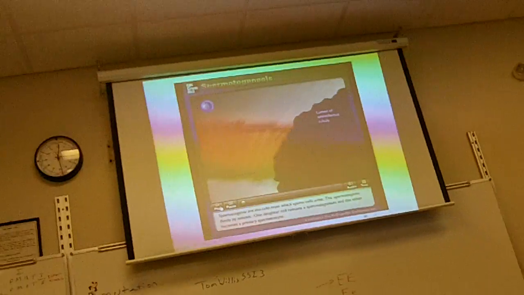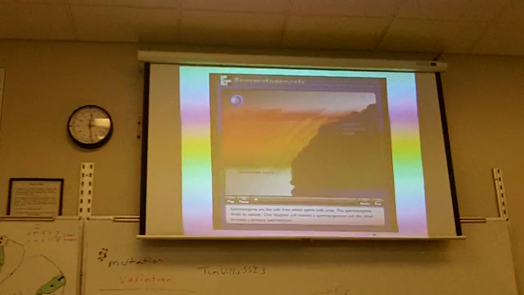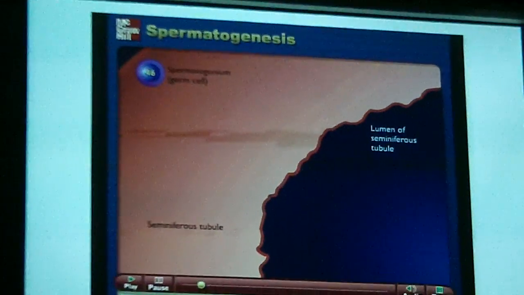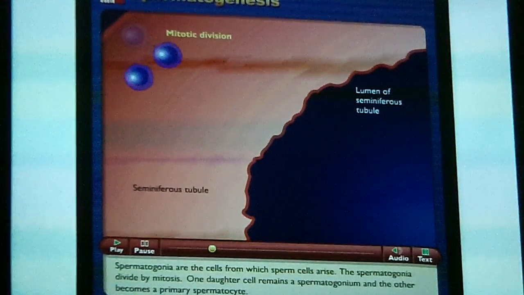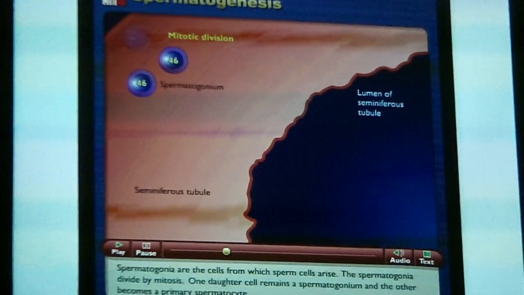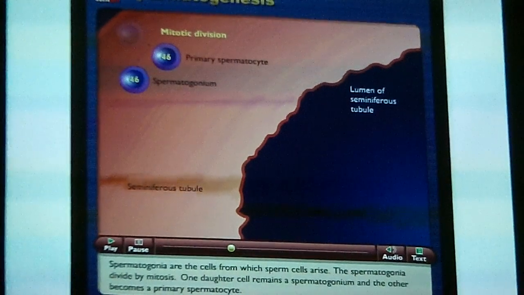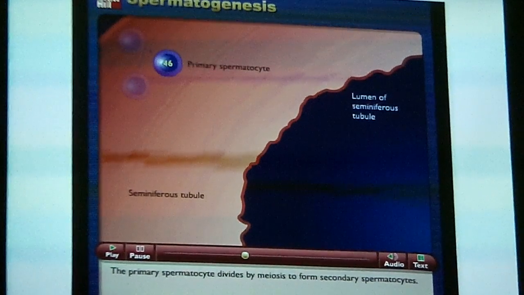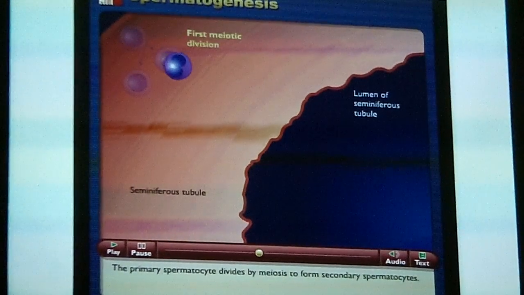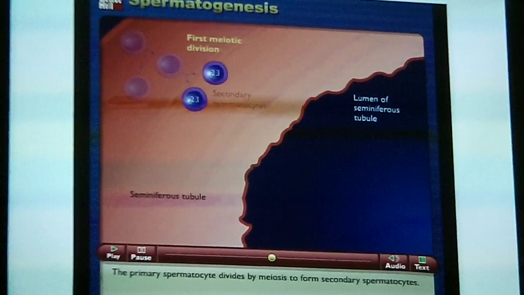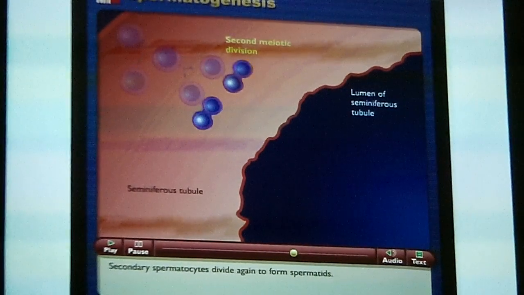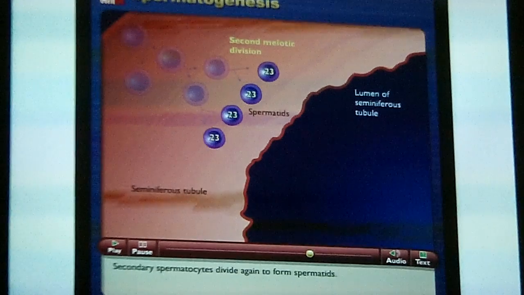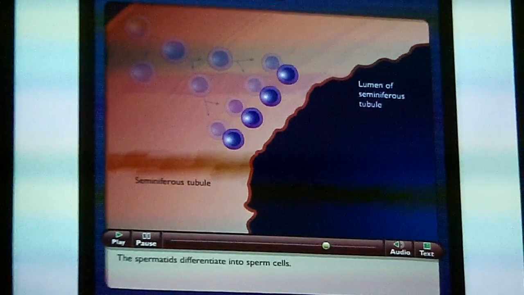Here's a little video footage of sperm being made inside a man's testes. Spermatogonia are the cells from which sperm cells arise. The spermatogonia divide by mitosis. One daughter cell remains a spermatogonium, and the other becomes a primary spermatocyte. The primary spermatocyte divides by meiosis to form secondary spermatocytes. Secondary spermatocytes divide again to form spermatids. The spermatids differentiate into sperm cells.